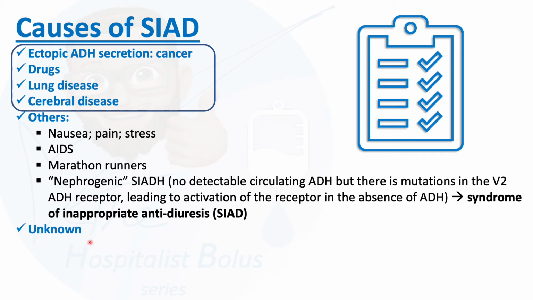Now, you still have to make some effort to try to figure out the cause and treat the underlying cause, because that's really the main treatment for SIAD. But at the end of the day, there are still many patients where we might not know the underlying cause, and we call it idiopathic, whatever we like to call it. But again, you still have to make some effort to identify the underlying cause and treat it.